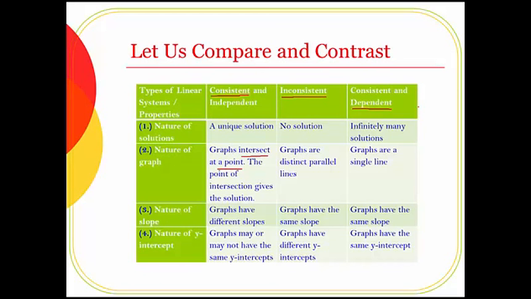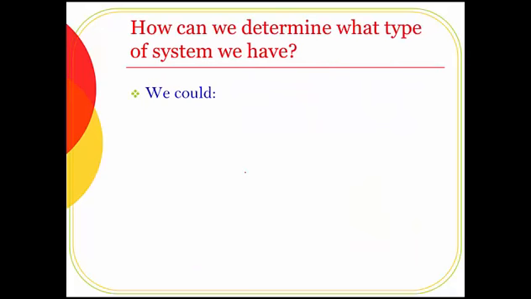So, for this course, when we say consistent, just know that we mean consistent and independent. When we say inconsistent, we mean inconsistent. When we say dependent, we mean consistent and dependent. That is what you will see in some textbooks: just consistent, inconsistent, and dependent. So, if we are given a linear system and we are asked to determine whether it is consistent, inconsistent or dependent, how could we do that?